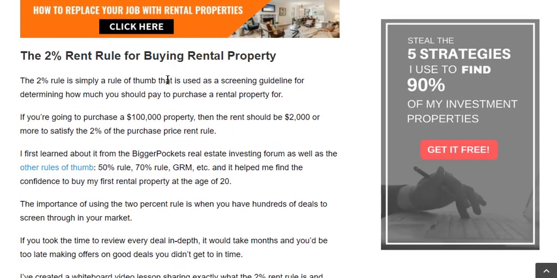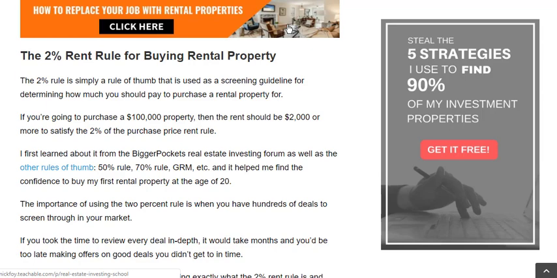Now today we're talking about the 2% rule for buying rental property. It's a quick rule of thumb, basically just a screening tool to help you analyze a bunch of different deals in one night so that you can determine which deals look underpriced, which deals look overpriced, etc. So basically what the 2% rule does in a nutshell is it analyzes the rent relative to the asking price. And you want the rents to be about 2% of the asking price.